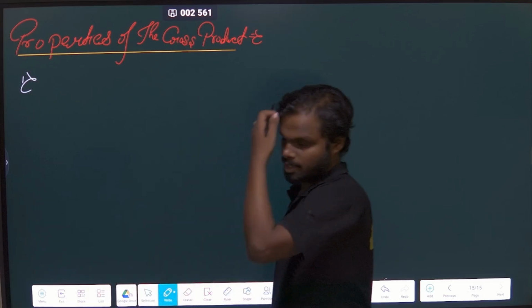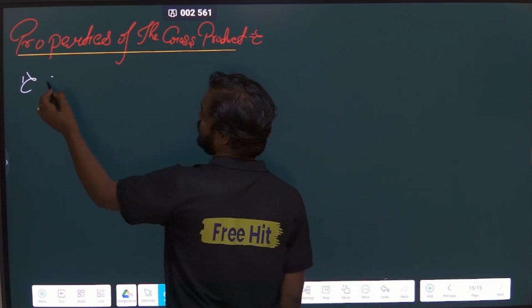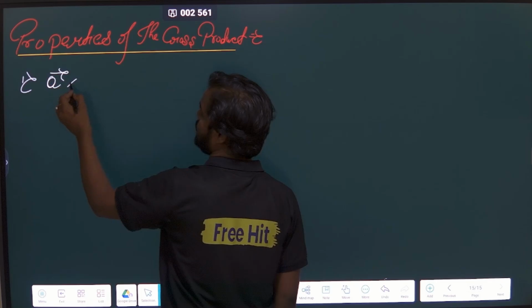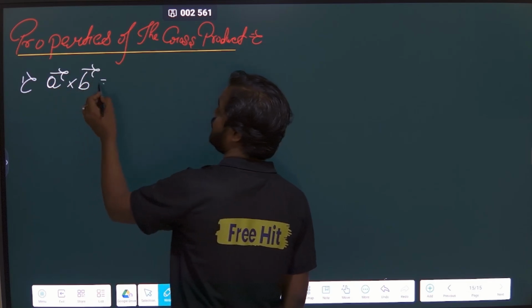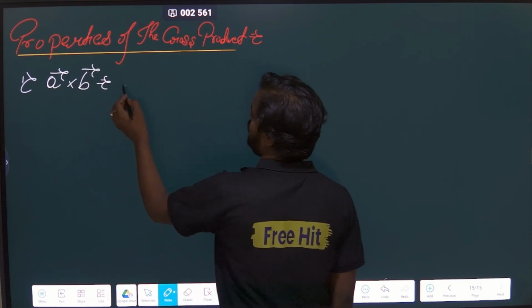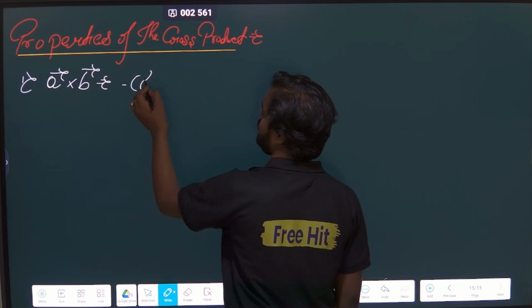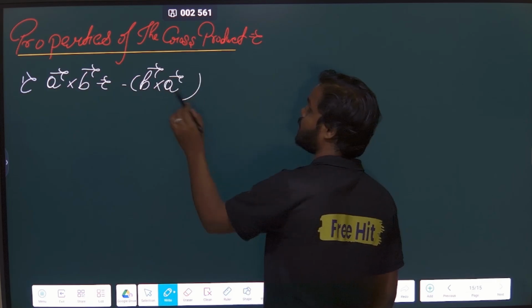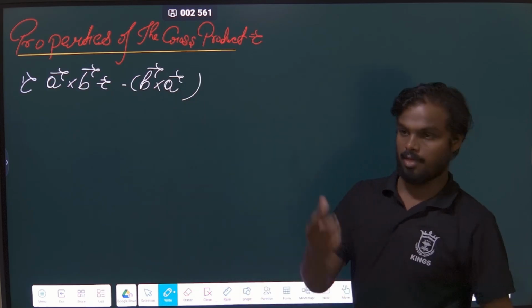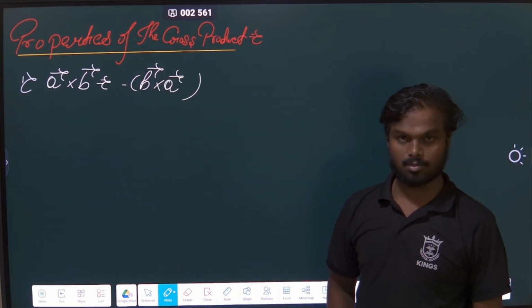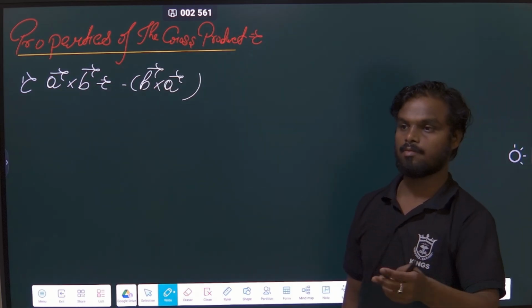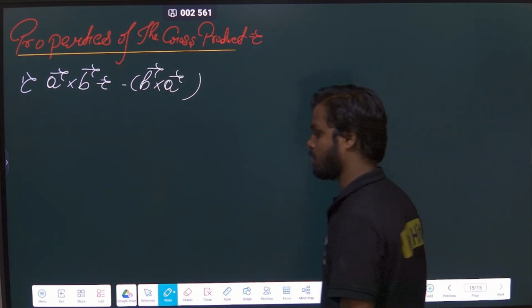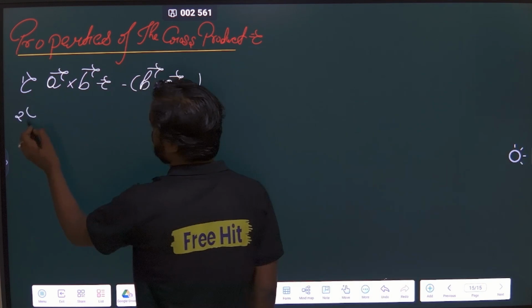The first property states that if we have A cross B, it is equal to minus times B cross A. It means it is not commutative in nature. Simply, A cross B is equal to minus times B cross A: when you change the position, the sign changes, there will be a minus sign. Clear? Second property. It is very important.